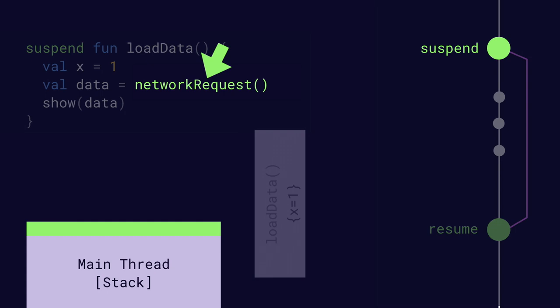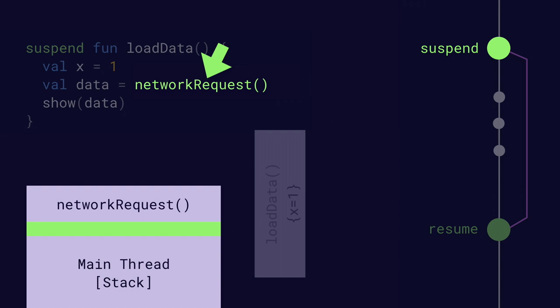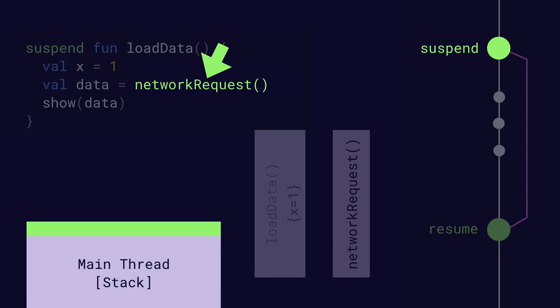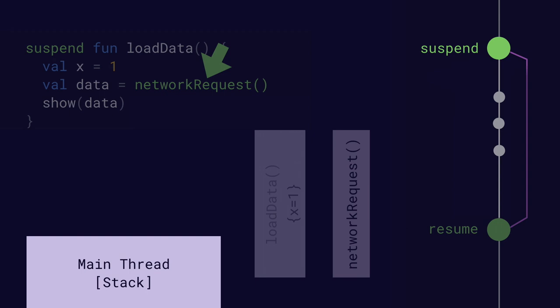Then I'm going to go ahead and call network request. And that calls just like a regular function as well. It's going to put a stack frame onto the stack. And then that suspends as well in order to actually do the withContext Dispatchers.IO. So now at this point, every single coroutine that was executing on the main thread has been suspended. They've all been moved off of the main thread stack. So I can remove that suspend marker, and then we can move through time, and we can see that the network request actually runs on Dispatchers.IO.